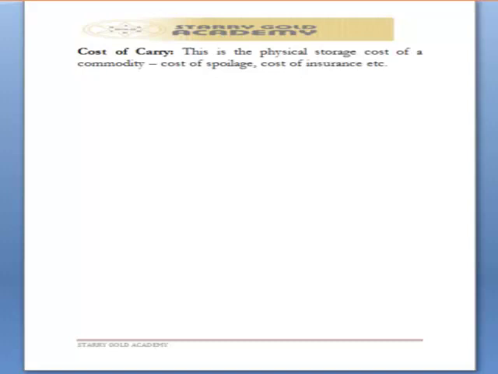And as we said, this is the physical storage cost of the commodity, the cost of spoilage, and the cost of insurance. We can see these as the components of the cost of carry. And the cost of carry increases the forward or futures price relative to the spot price. If you know the cost of carry until maturity, you will treat it as a negative dividend.